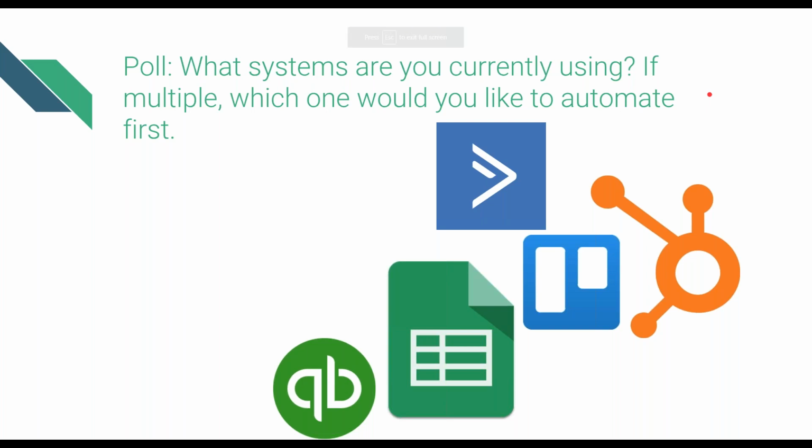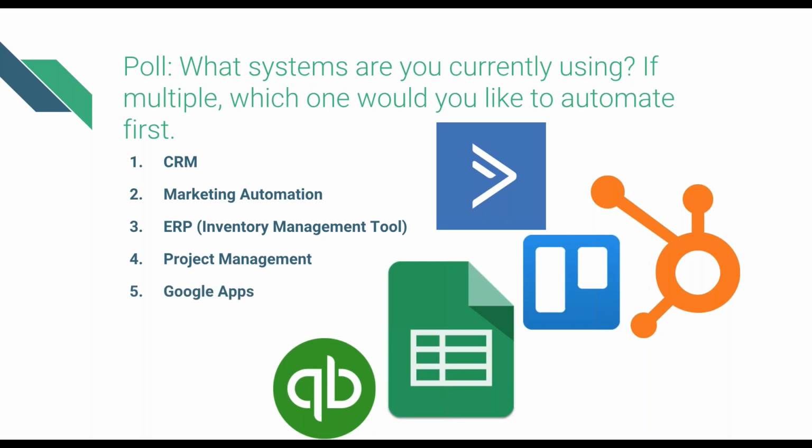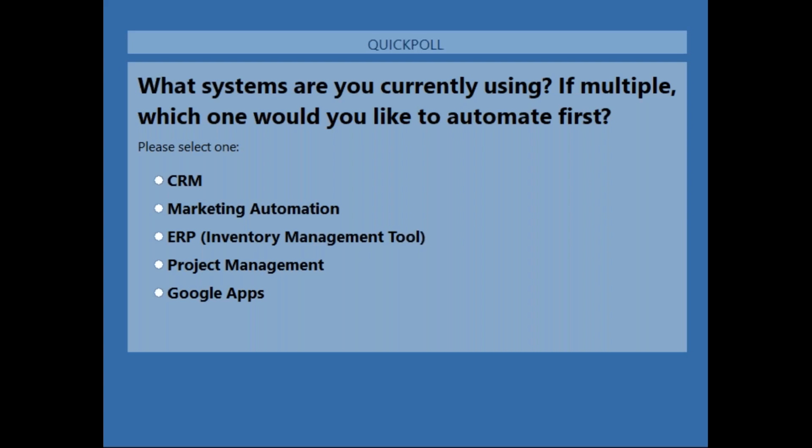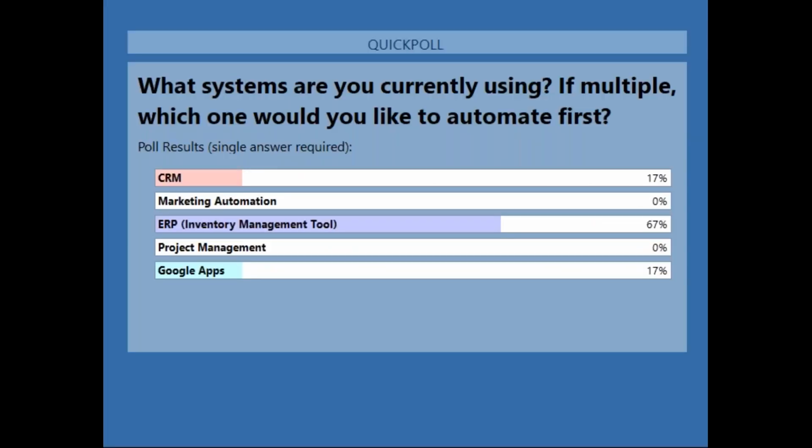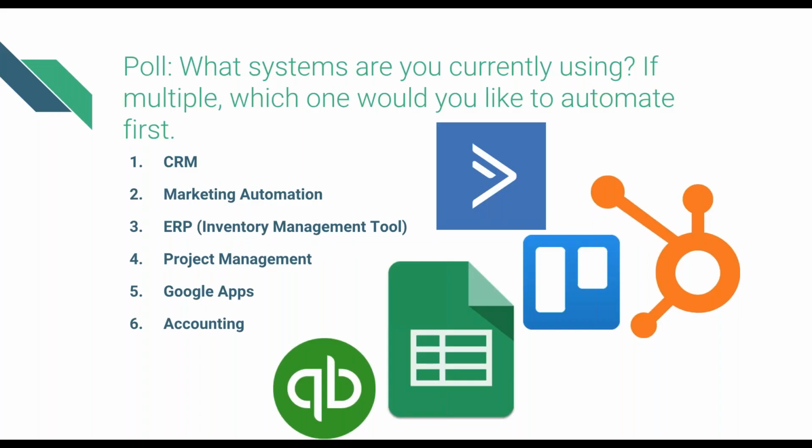Okay, so let's talk a little bit about what systems you're currently using. If there are multiple, which ones would you like to automate first? So CRMs, marketing automation, ERP, project management, or accounting systems. So if you don't mind, Jenny, putting that question up for us. Perfect. So it looks like most of you are most interested in your inventory management tool. It's not a problem. It's great, actually. All right, go ahead and head to the next there.